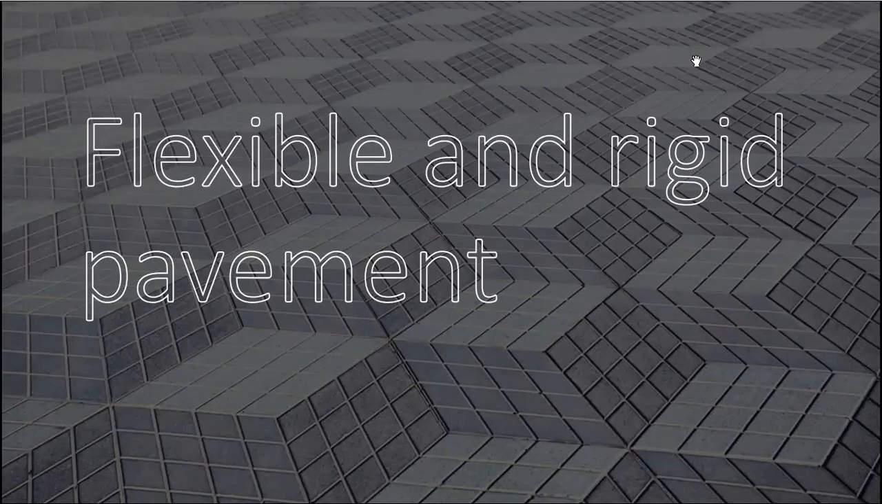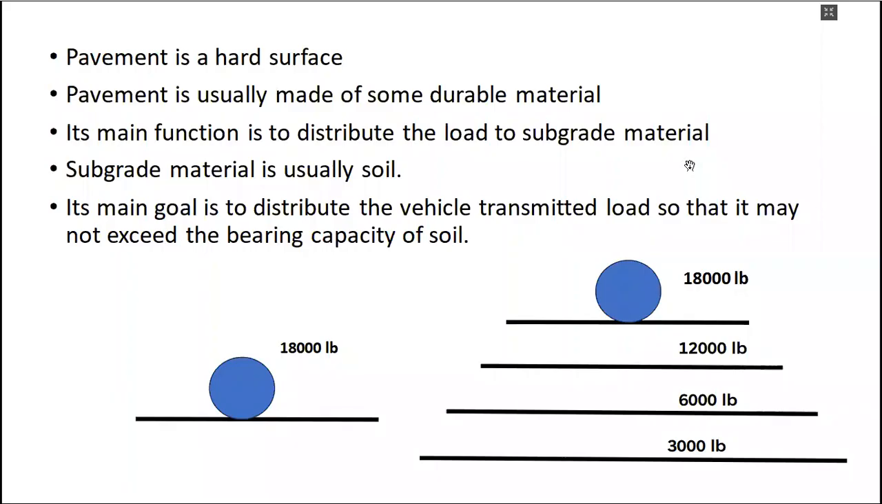Today we will be discussing flexible and rigid pavement. So, what is a pavement? Let's discuss what a pavement is. Pavement is a hard surface, usually made of some durable material. Its main function is to distribute the load to the subgrade material. Subgrade material is usually soil.